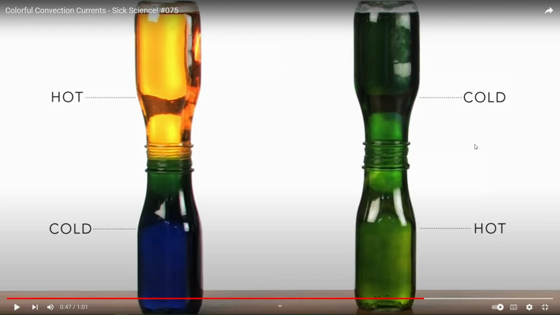However, if you flip it, put cold water on top and hot water at the bottom, hot water wants to go up and cold water wants to go down. As a result, it forms what we call a convection current. So you can see this time the blue and yellow colors start to mix very well.